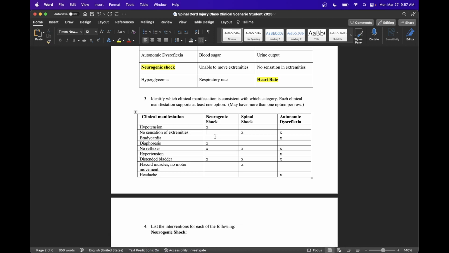So hypotension, neurogenic. No sensation of extremities, spinal. Bradycardia, neurogenic, it is autonomic as well. It is both. Bradycardia is both. It's neurogenic and autonomic dysreflexia.